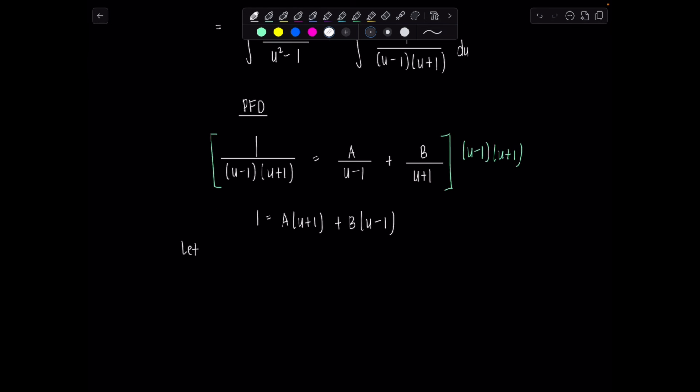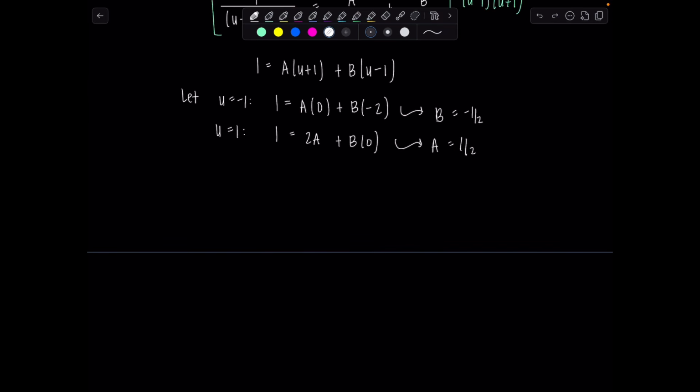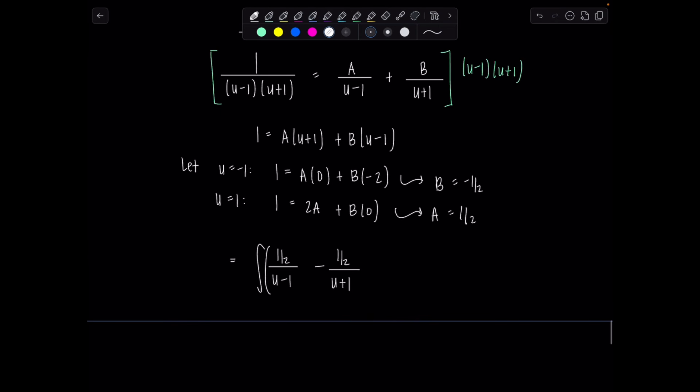And then to solve for A and B, I can just simply let u equal negative 1 and 1. So starting with negative 1, I'll have 1 equals A times 0 plus B times negative 2. So B is negative 1/2. And then if I let u equal positive 1, I have 1 equals 2 times A plus B times 0. So A is going to be positive 1/2. Okay, so now we can go back and rewrite our integral. We have 1/2 over u minus 1 minus 1/2 over u plus 1 du, of course.